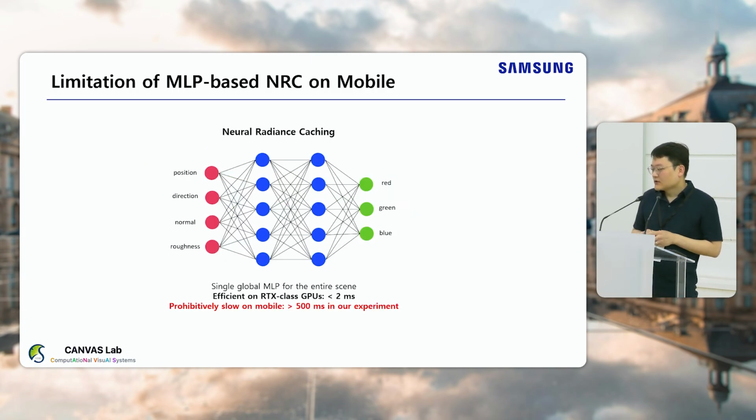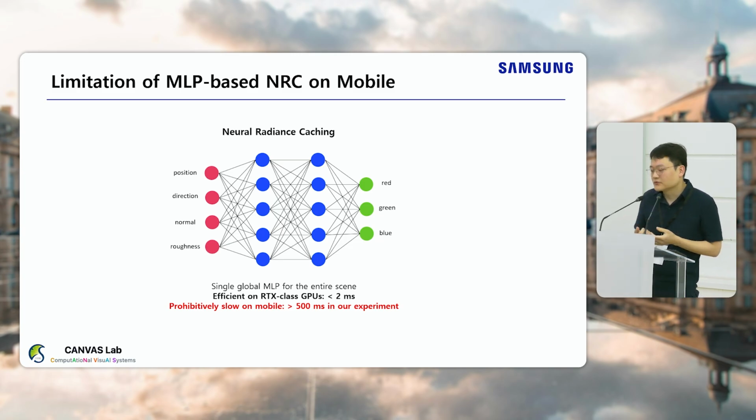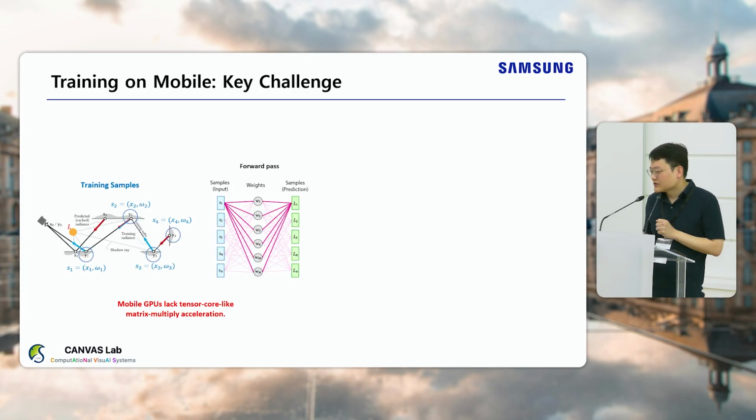This MLP is small, so we can efficiently run it on high-end desktop GPUs. But when we implemented this MLP operation on our mobile, it was obviously very slow. It's very trivial, but we wanted to understand what exactly the bottleneck is. I think this illustration shows the overall picture.